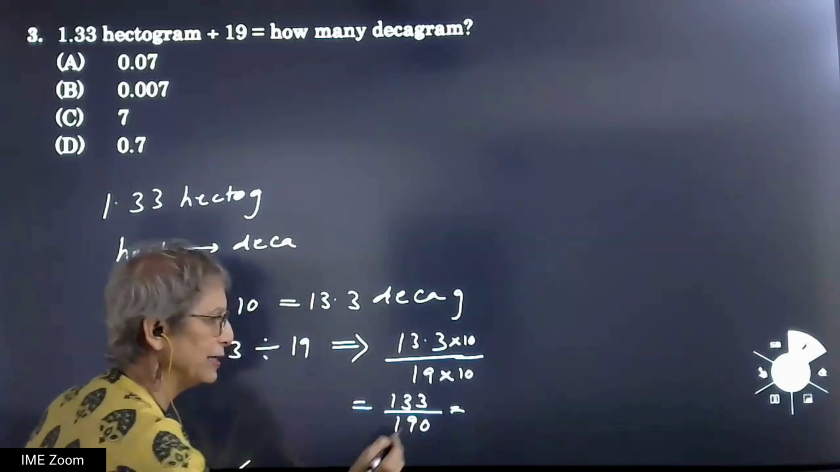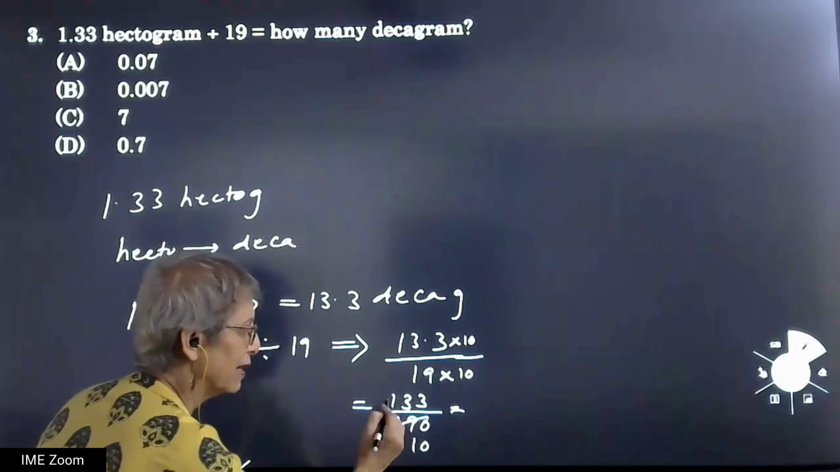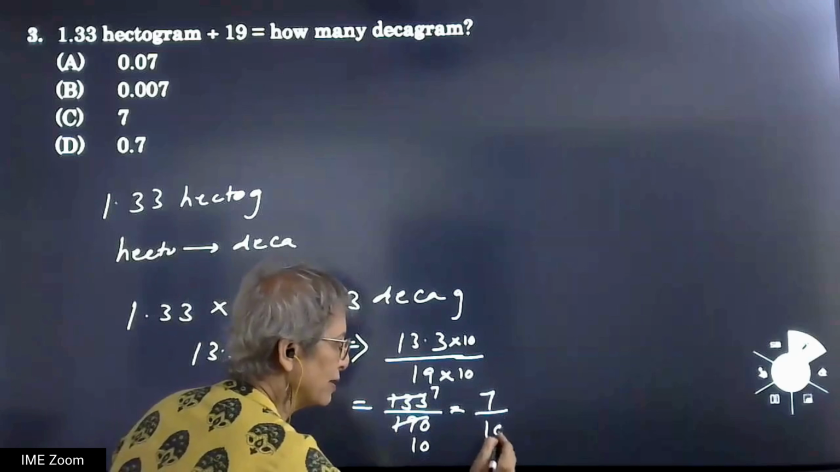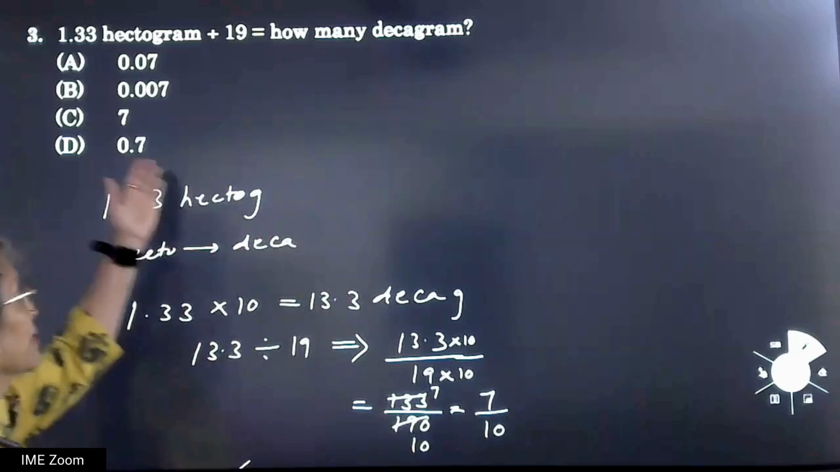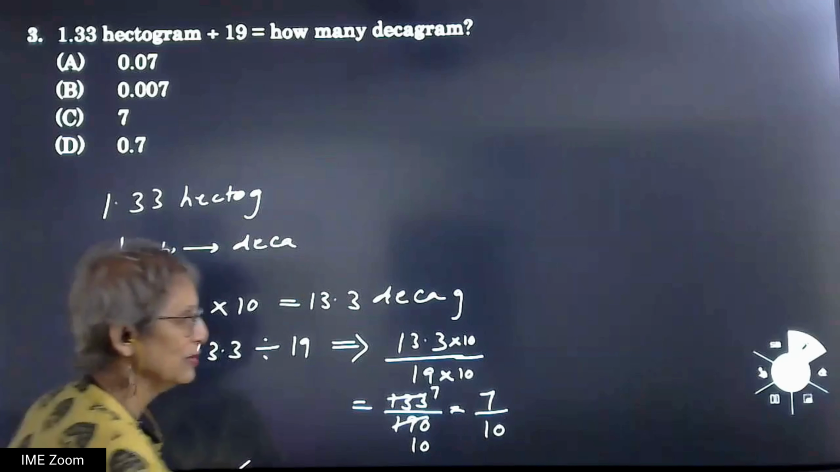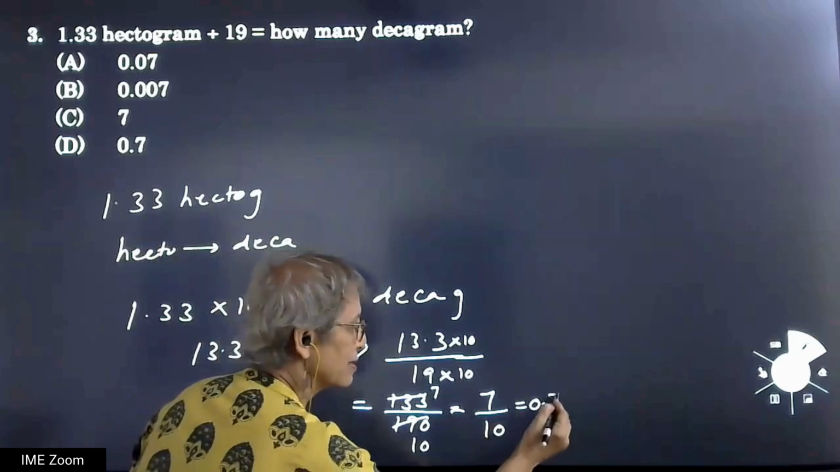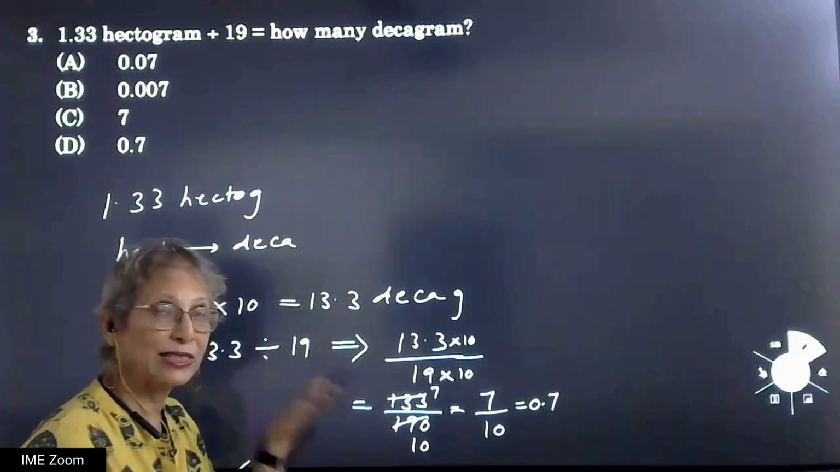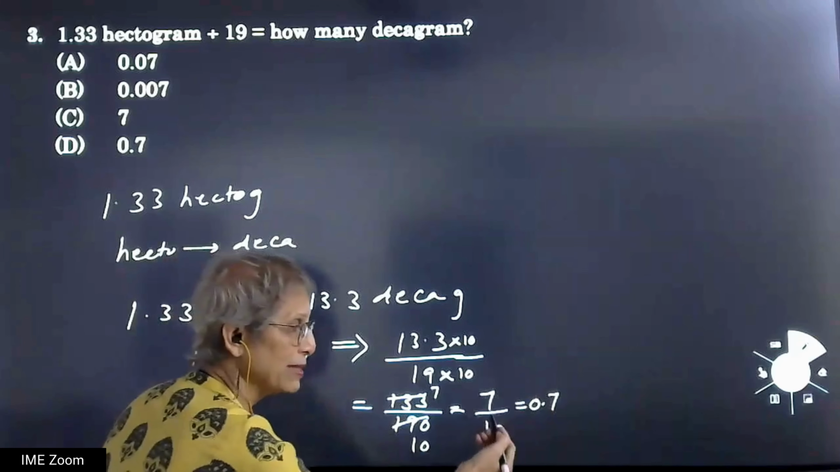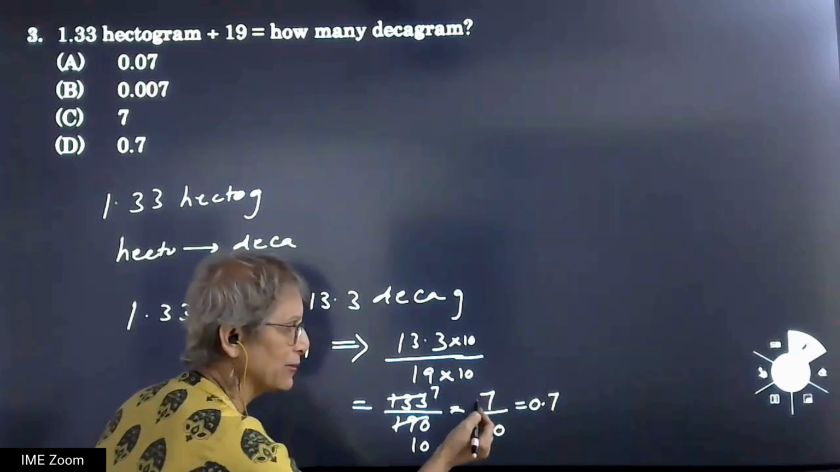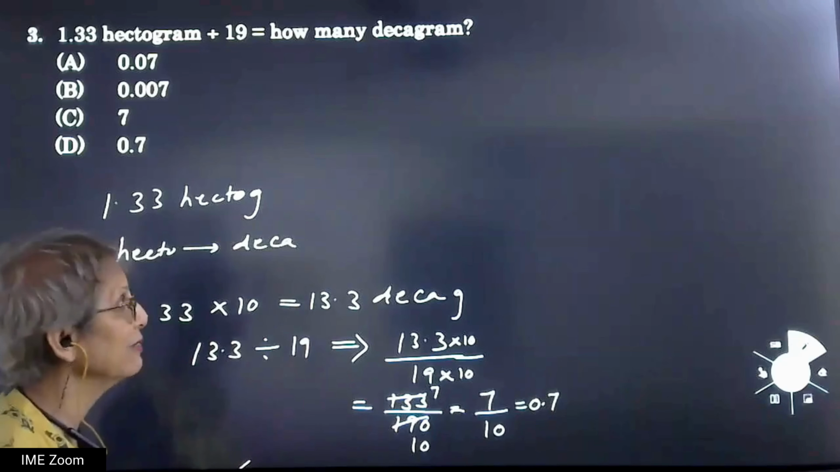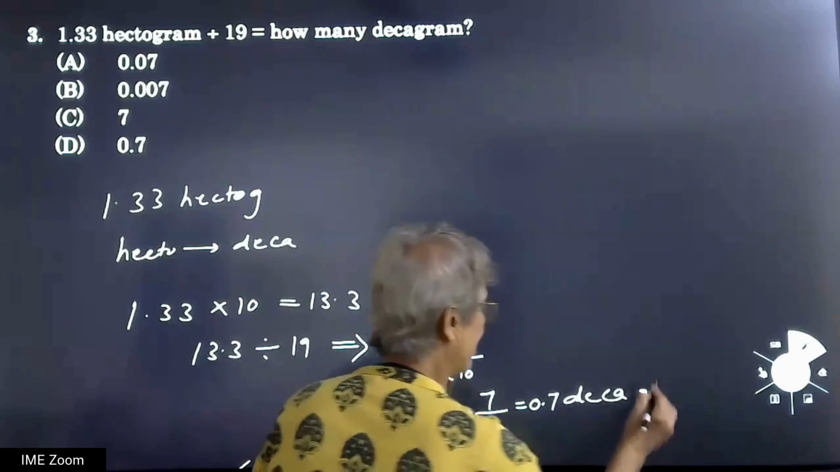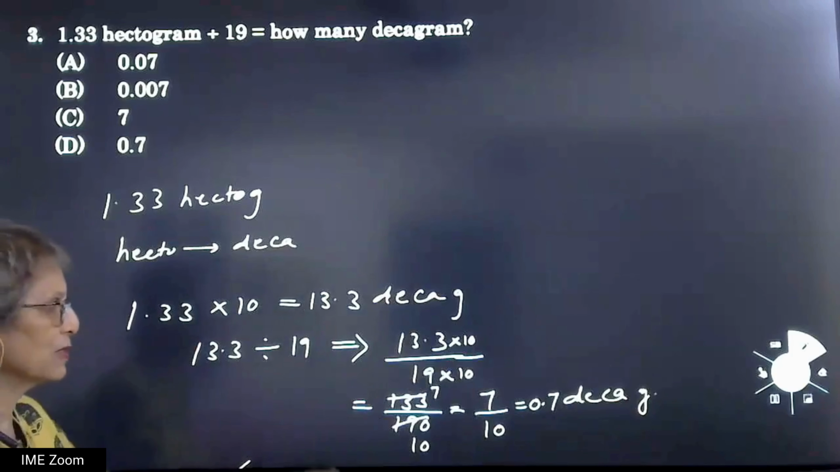And now you divide by 19. 19 tens are 190 and 19 sevens are 133. And so what we got is 7 upon 10. Again, convert into decimal because the answer is given in decimal. So this is nothing but 7 divided by 10. We are going to shift the decimal point towards left. And how many places? One place. So from this place we have shifted here. So the answer is 0.7 decagram. This is our answer. Understood?